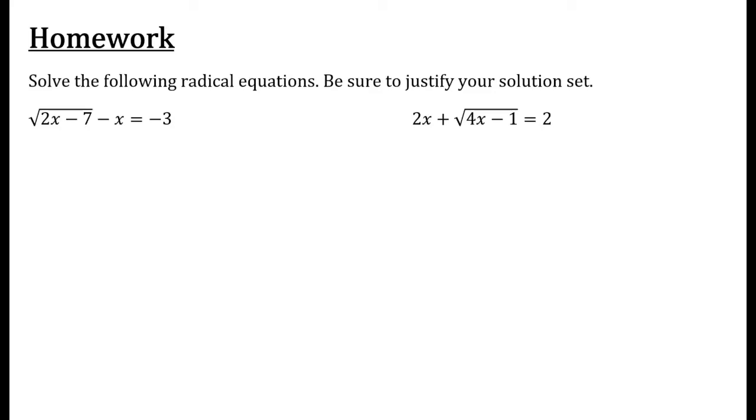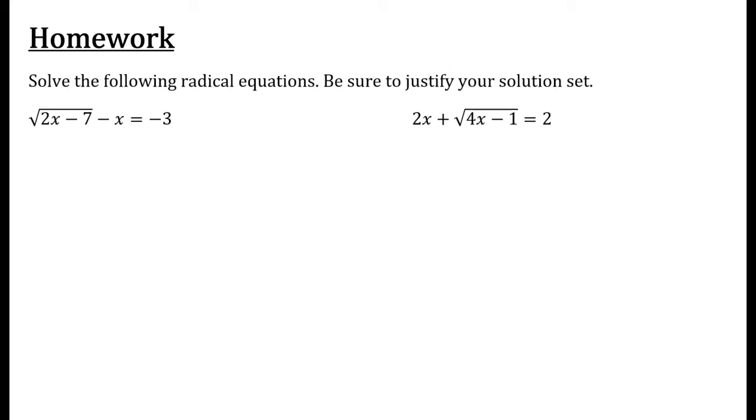Lesson 7 was all about solving radical equations again, but this time we had binomials on the other side, so we had to end up squaring binomials, and we had to watch out a little bit more for extraneous solutions than we did in the previous lesson. So we have to keep our eye out for extraneous solutions. Solve the following radical equations. Be sure to justify your solution set, aka check that there's no extraneous solutions.